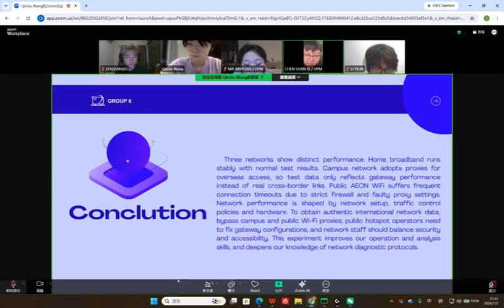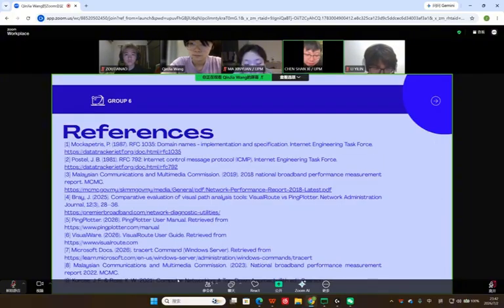Our references are next. Our references are listed here. We use the RFC documents, MCMC reports, tool manuals, and textbooks by course and others. All resources are in APA format.